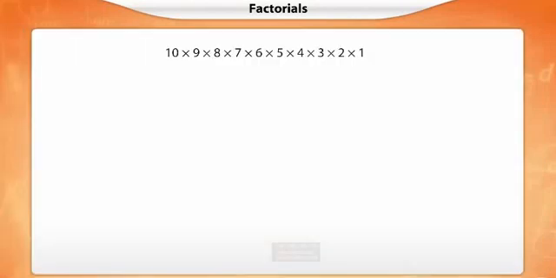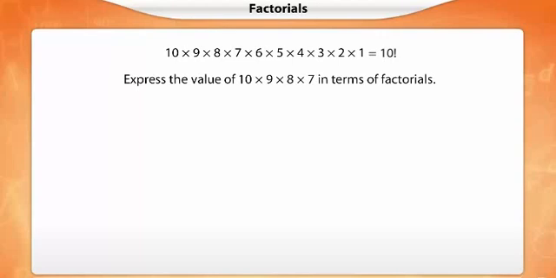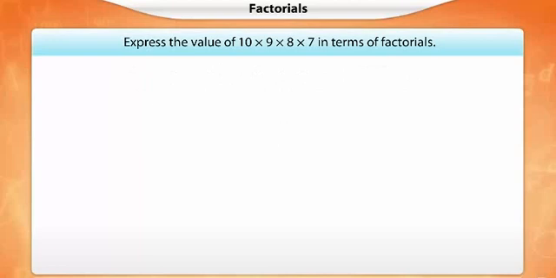We have seen that the product of first 10 natural numbers can be expressed as 10 factorial. Now look at the given pattern representing a product. Just as in the case of 10 factorial, it starts at 10 but does not go all the way up to 1. Can we express the value of such type of products using factorial notation? Let's see.